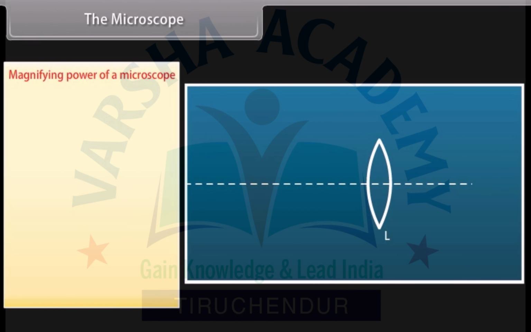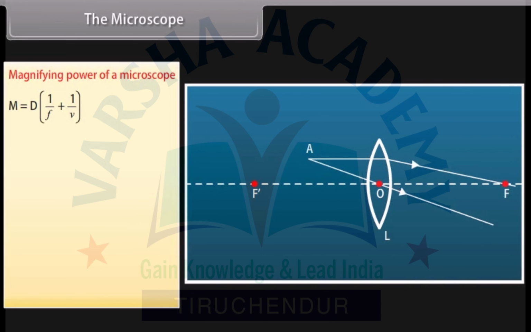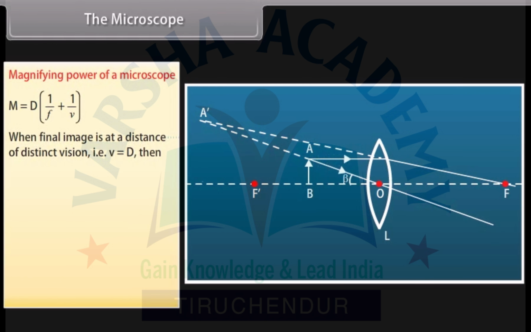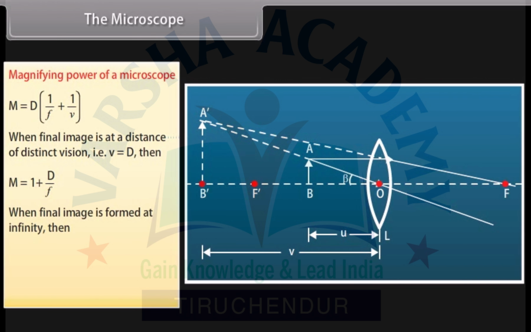Magnifying power of a microscope. M is equal to D into (1/F + 1/V). When final image is at a distance of distinct vision, that is V is equal to D, then M is equal to 1 plus D by F. When the final image is formed at infinity, then V is equal to infinity, M is equal to D into (1/F + 1/infinity), that is, D by F.